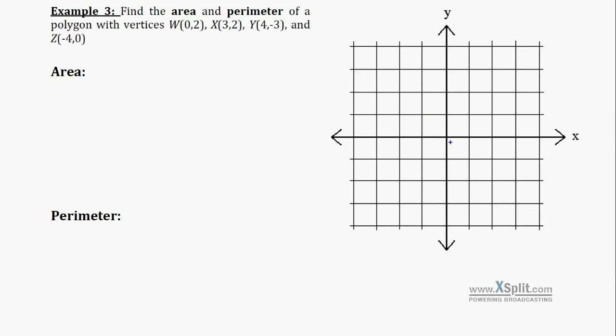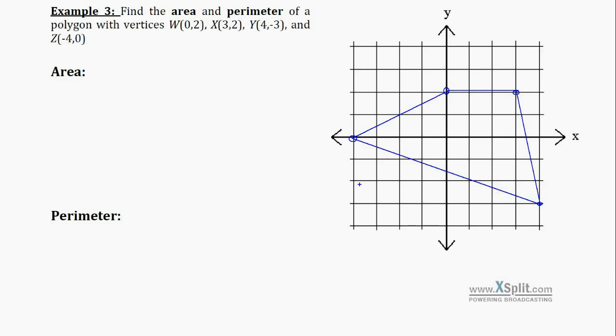For this one, though, we have point W at 0, 2, point X at 3, 2, over 3, up 2. Point Y is located at 4, negative 3, down here. And then point Z is located at negative 4, 0 right here. Place and connect the dots with these 4 points. And it's not an obvious shape. This is not a trapezoid, not a kite, not a parallelogram. It is some sort of quadrilateral, but it's not something that we have a good equation for.